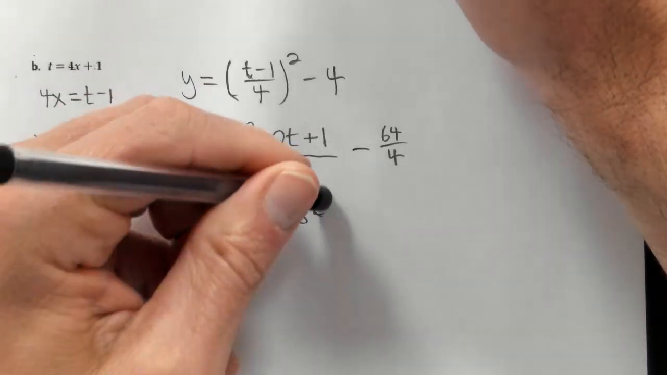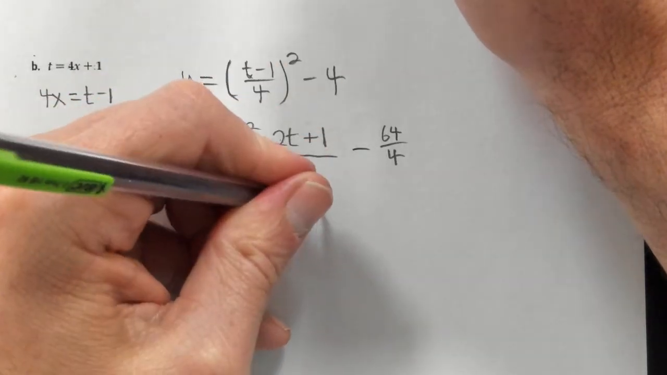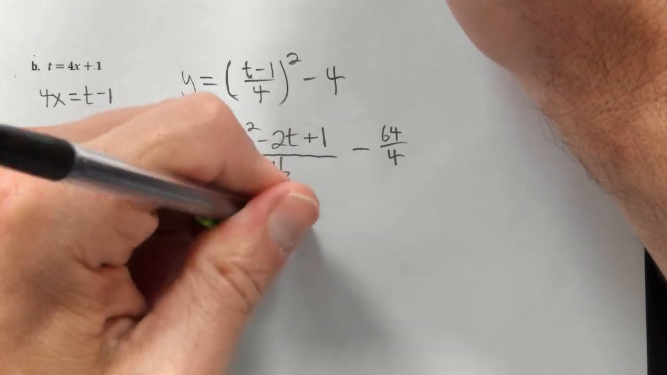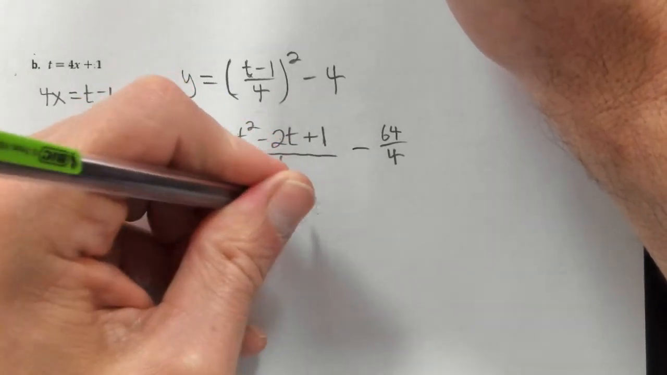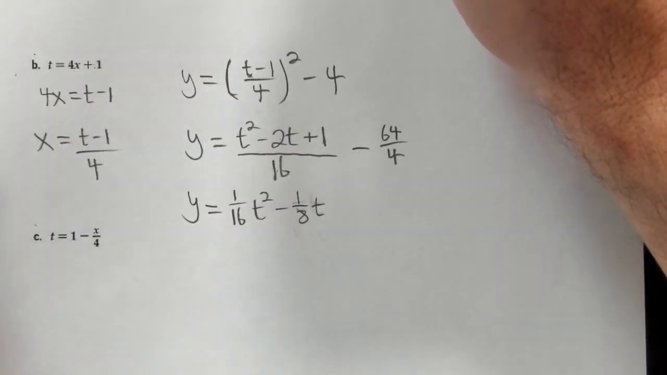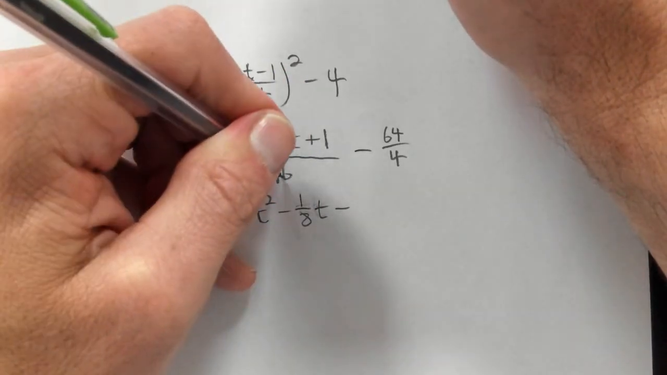I'll write that a little better. Okay, 1 over 8t. I don't like how that came out. Try to write that again. 1 over 8t, right? And then minus, so this is 1/16, right?